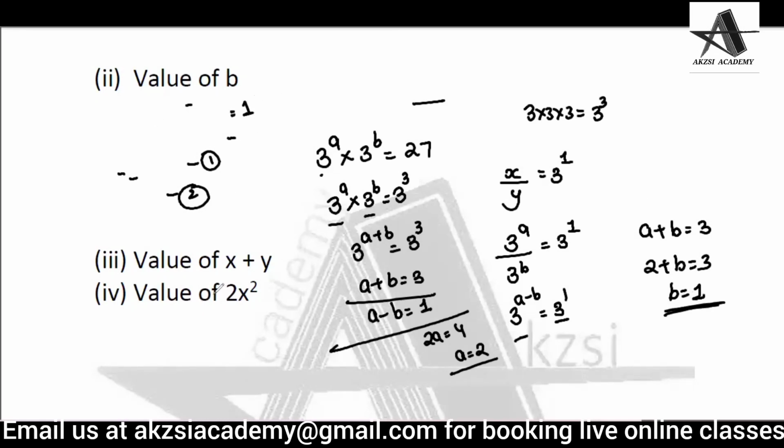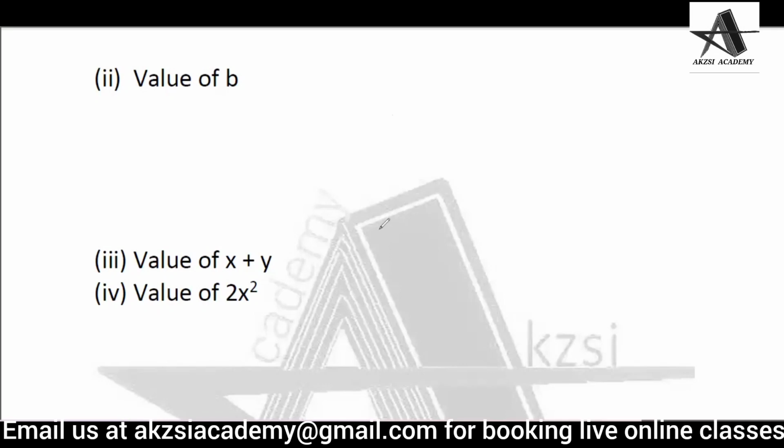Value of x plus y. So what I need to do, x was 3 to the power of a and y is 3 to the power of b, and we can't add it, we can't do anything, so just leave it like that. Now, value of 2x squared, x is 3 to the power of a, so 2 times 3 to the power of a whole squared, or that can be written as 2 into 3 to the power of 2a.